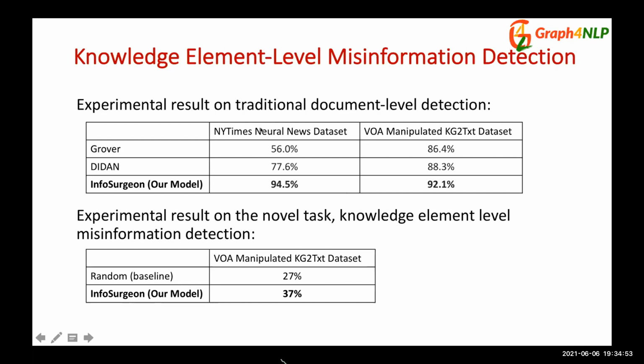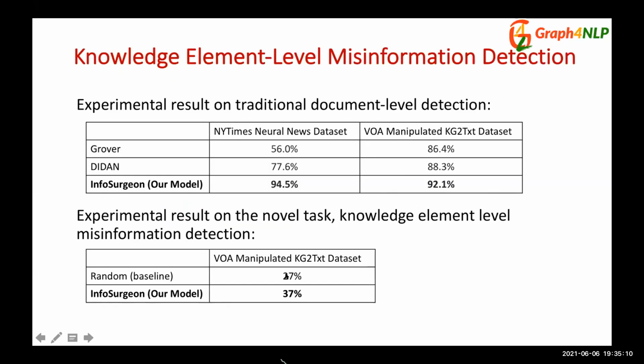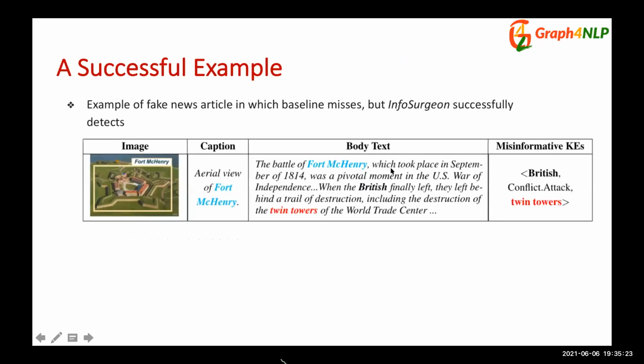The first data set is generated by Grover from New York Times. The second data set is from us. We use a knowledge graph manipulation, and we apply that to a lot of Voice of America news documents. You can see for both data sets, our system achieved much better performance. And also for the knowledge element level detection, our performance is better than random. But you can see that there's still very big room to improve for this new problem, even though document level detection accuracy is very decent already.